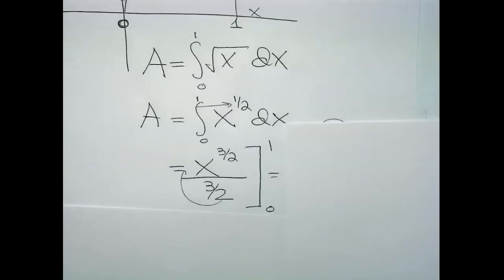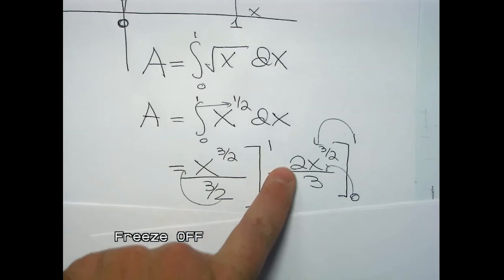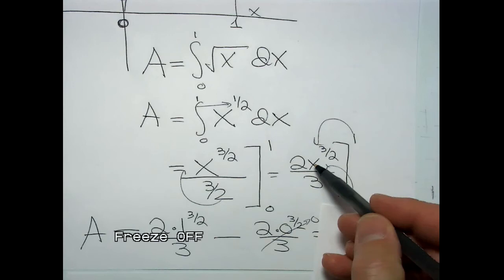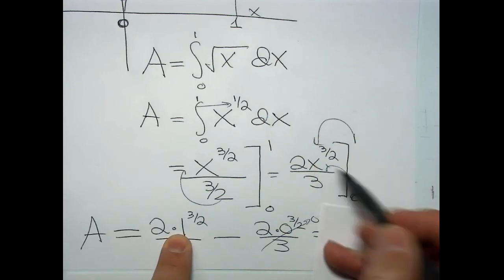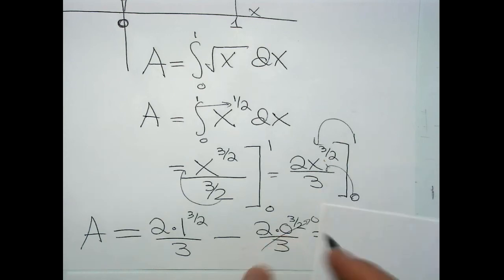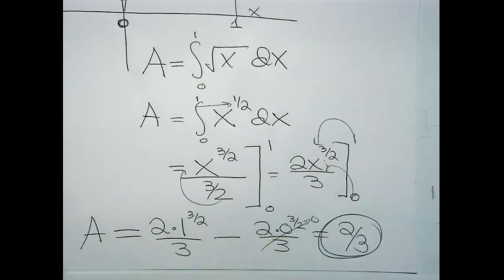I do see I'm dividing by a fraction, 3/2, so I flip the 2 up. It's a much better spot for the 2. That's where it belongs. What's next? We put the 1 into the problem. Stick the 1 in here. That's 1 to the 3/2. Minus, we stick the 0 into the problem. That's 0 to the 3/2, which zeroes out anyway. And we come to the same conclusion that we came to earlier. The area beneath the square root of x curve is 2/3.